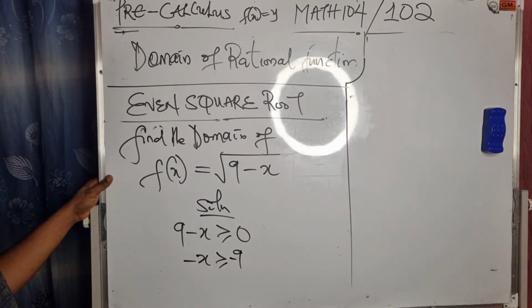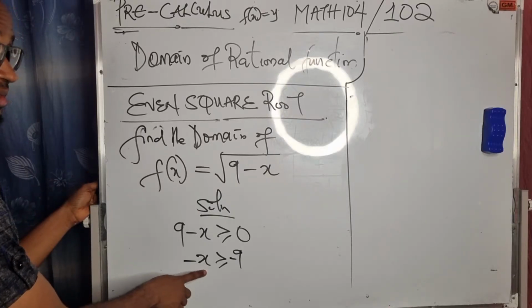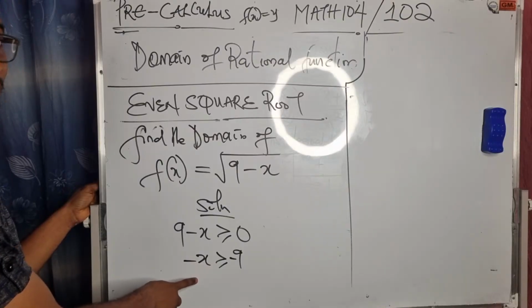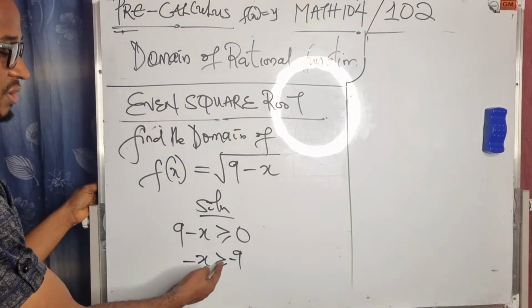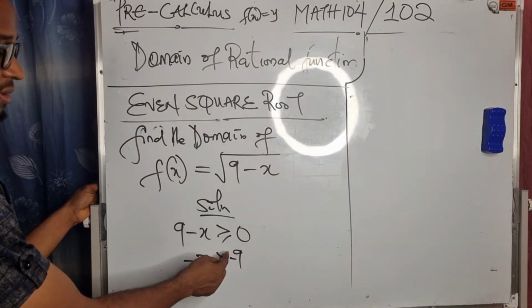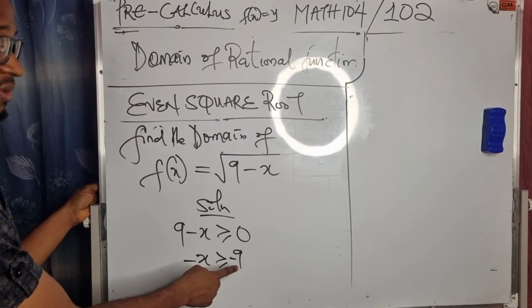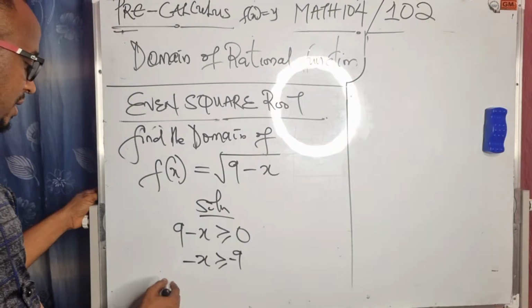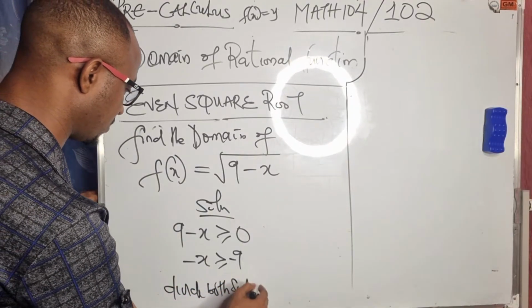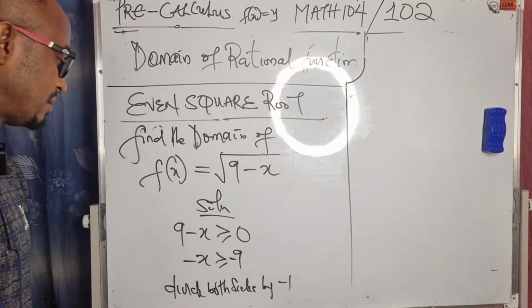Now look at this. Whenever you are dividing by minus, we have x here, and I want to divide by minus to make x the subject of the formula, I have to change my sign. If I have greater than or equals to, the sign becomes what? Less than or equals to. Or if I have greater than, it becomes what? Less than. What I mean is this. Let's divide both sides by minus 1. For us to find x, I have to divide both sides by minus 1.